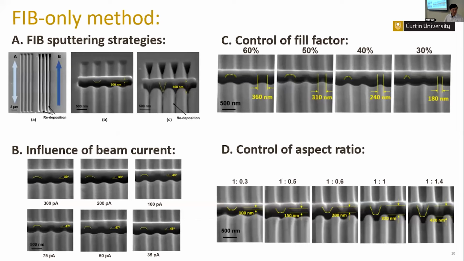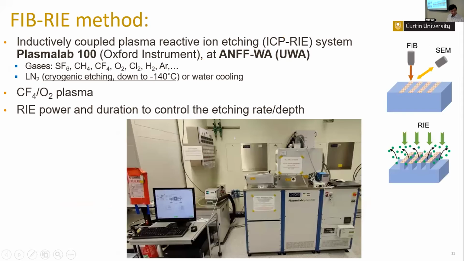And for the FIB-only method, we have done a range of investigations on different parameters, such as sputtering strategies, control of fill factor, different beam currents, and the control of aspect ratio, so we can accurately control the structures we made.